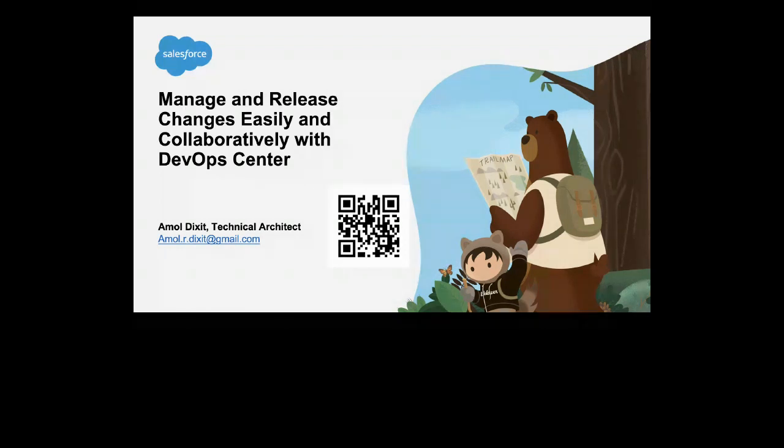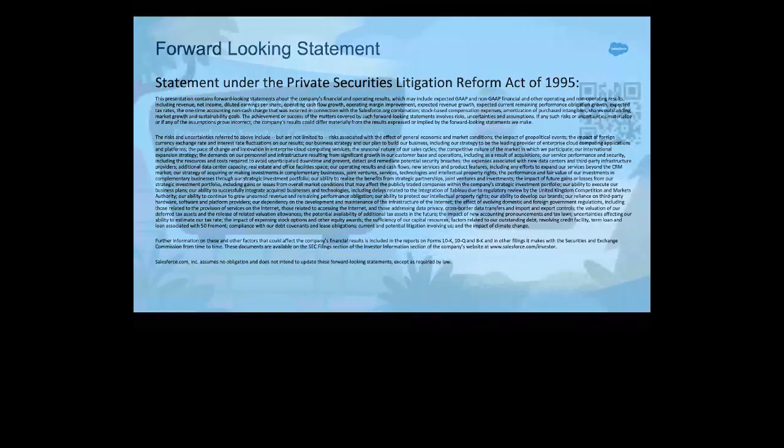So let's talk about the next thing. This is a forward-looking statement. That means whatever product decision you're going to make has to be based on the current products available in the market.